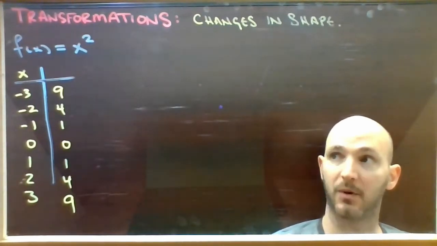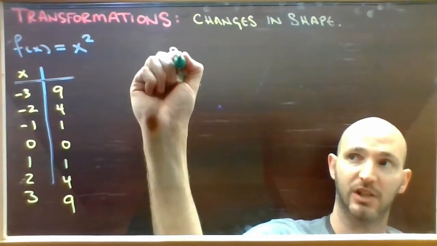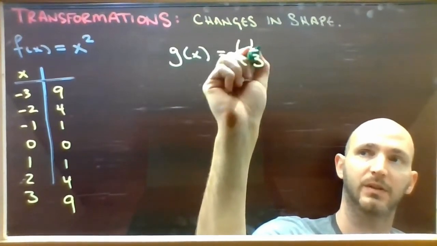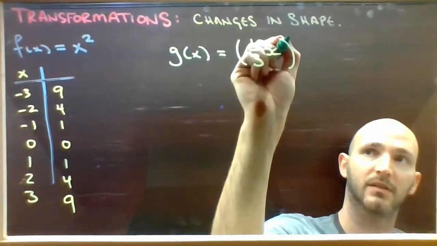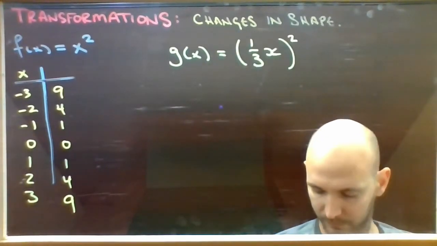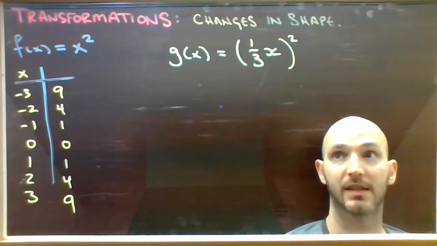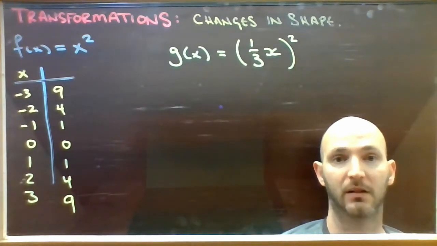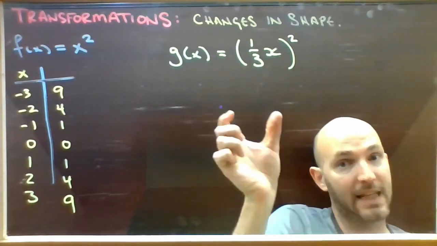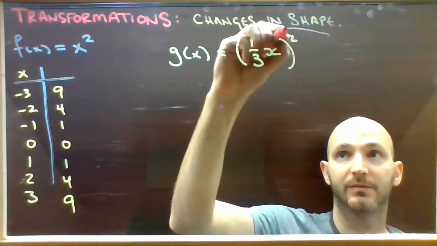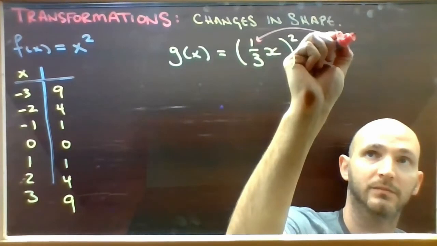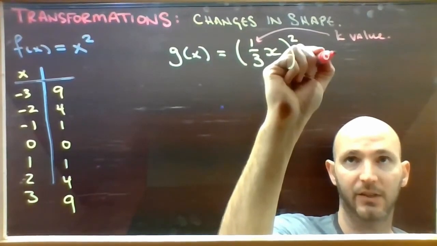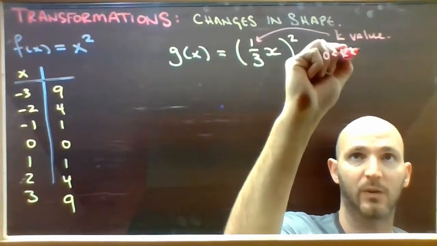So the function that I'm going to sketch with the transformation is g as a function of x equals 1/3 of x squared. Now, do you notice that there is a multiplication factor in this one inside of the square? So if you have a multiplication factor inside the function, it is a k value. And in this particular case, I have a k value that is greater than 0 but less than 1.